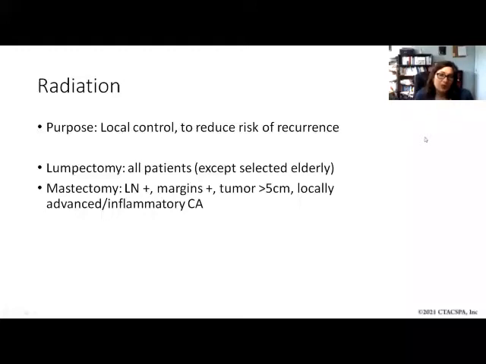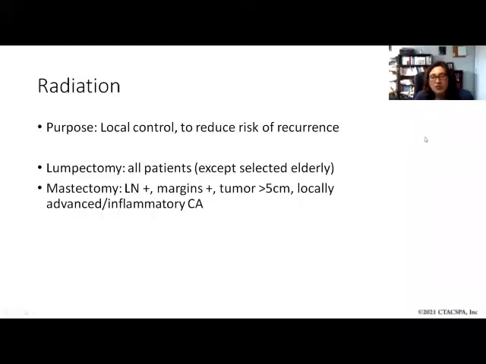Radiation, the purpose of it is local control. Again, this is a local kind of treatment, and its purpose is to reduce the risk of recurrence. All lumpectomy patients should have radiation, except for selected elderly patients. I don't think that they'll ask you these criteria on the ABSITE. It's basically very old patients with very good tumors. But the correct answer is always you send them to the radiation oncologist, and they can discuss with the patient whether or not they can skip the radiation. For the purpose of the ABSITE, I would radiate all lumpectomy patients.